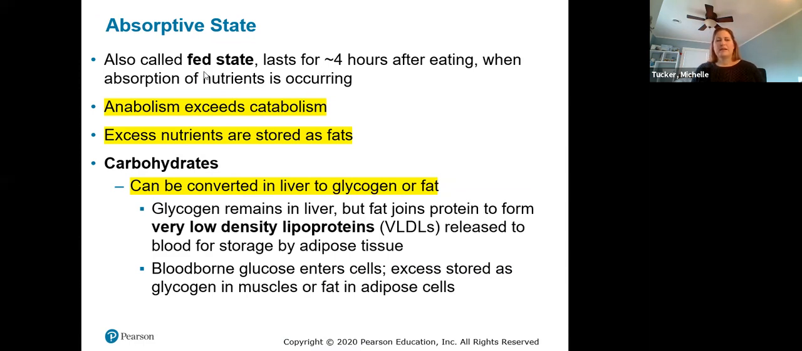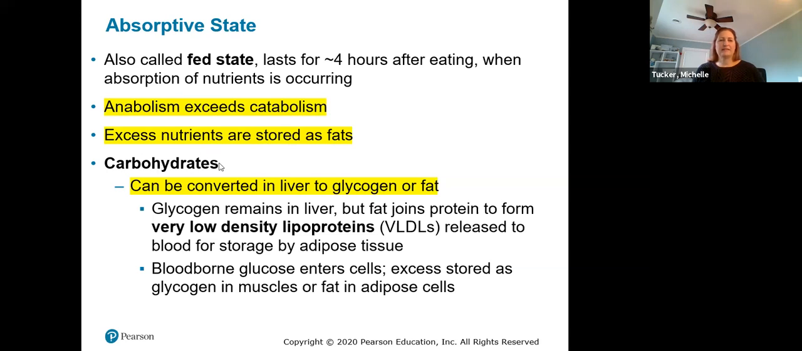But this is when the absorption of nutrients is occurring, and anabolism exceeds catabolism. So we're going to be building things. We'll build new proteins, we'll build triglycerides, we'll build glycogen, and that rate exceeds catabolism, so the breakdown and the oxidation of those. Excess nutrients are stored as fats.